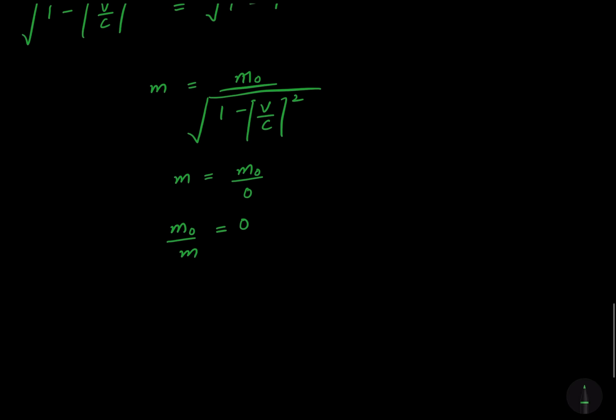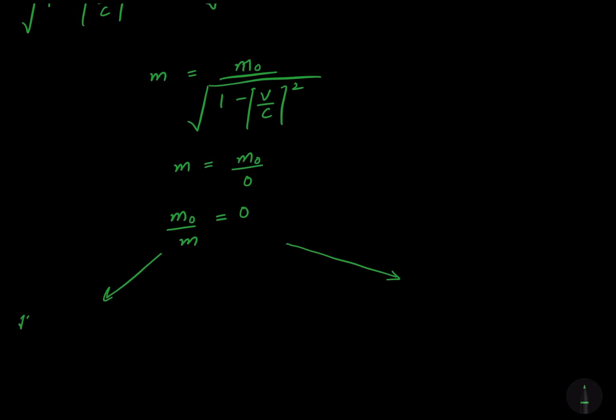For that, we have two cases. Let's talk about two conditions when m naught by m will come out to be 0. The first condition: if the mass of the particle at rest is finite, a known value, and the mass of the particle moving with the velocity equal to the speed of light becomes infinite, only then will you get m naught by m to be 0.